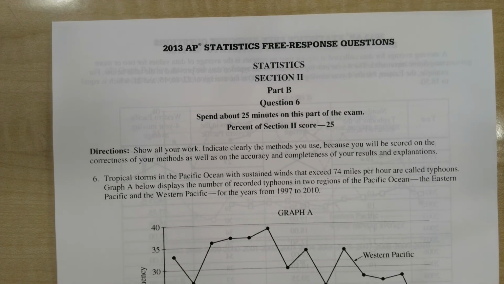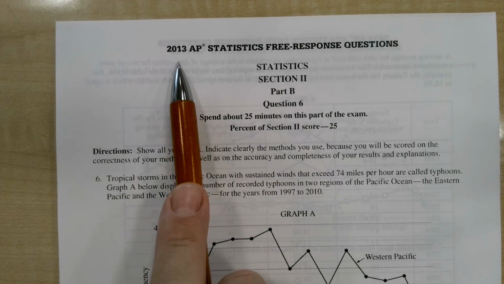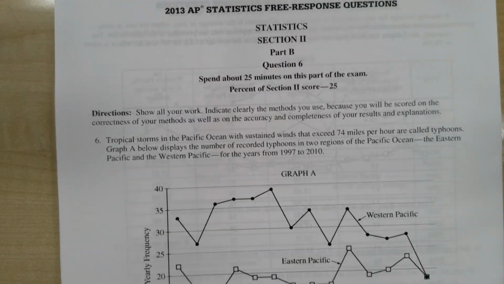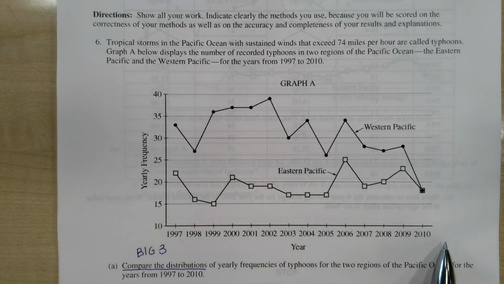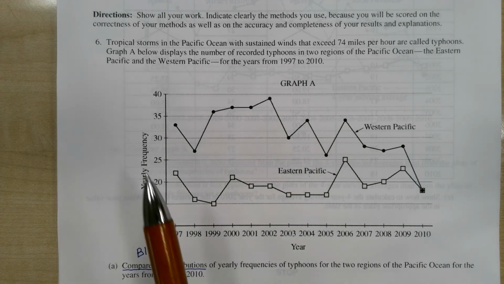Hello, this is AP Statistics problem number 6 from the 2013 exam. I'm going to go through the solution of this. At first glance, I see that we have a time plot, which I always like to think ahead about, like what am I getting into right off the bat. Make sure you read things before you get too deep or think too far.